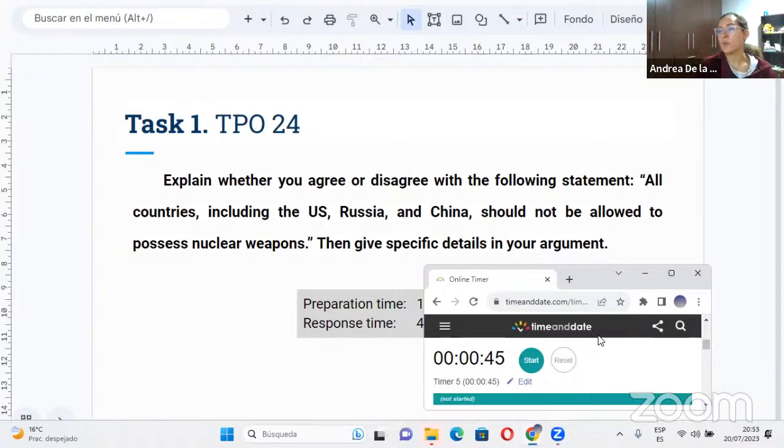So let's think of reasons. What reasons could you guys give for one or the other, in favor and against of these countries using or possessing nuclear weapons? Can you think of any reasons?